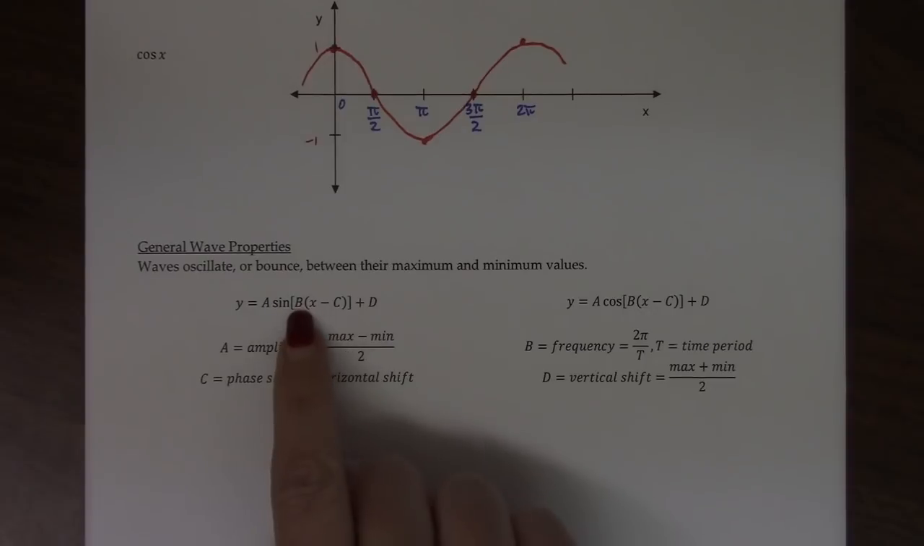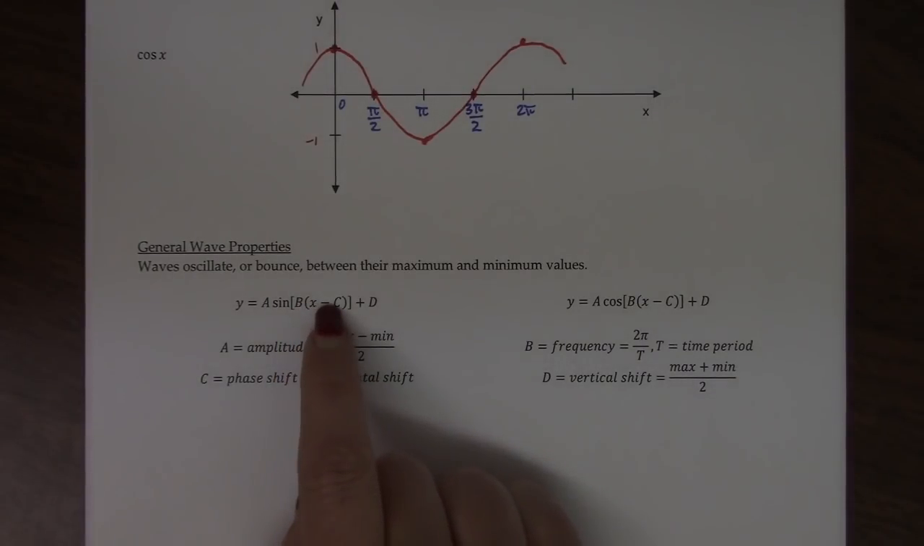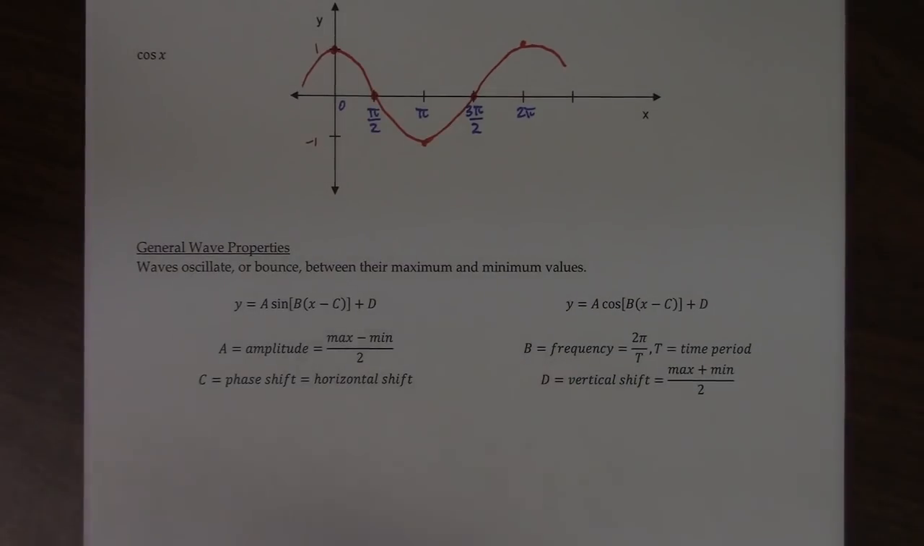B in this equation, right, notice here that the B is times x minus c. You've got parentheses here. B is known as the frequency of the wave. So how often is the wave coming by? On a sine or cosine wave, the frequency is 1. That's why when you just look at sine of x, there's just a 1 in front of the x. And what we mean by that is a sine wave comes by once every 2 pi.